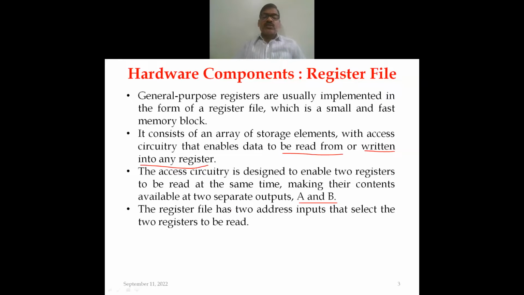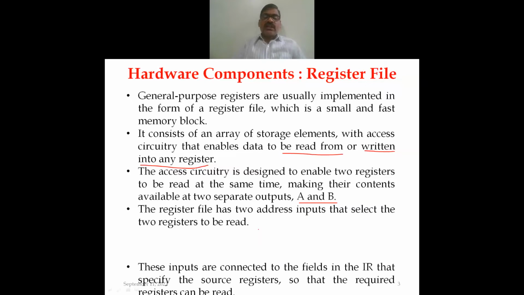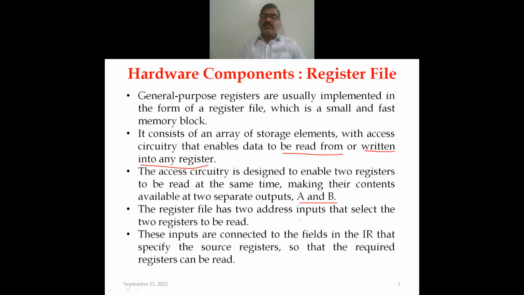The register file has two address inputs that select the two registers to be read. Fine. So there are two address inputs, used for selecting the two registers to be read at a time. These inputs are connected to the fields in the IR, the instruction register, that specify the source registers so that the required registers can be read.